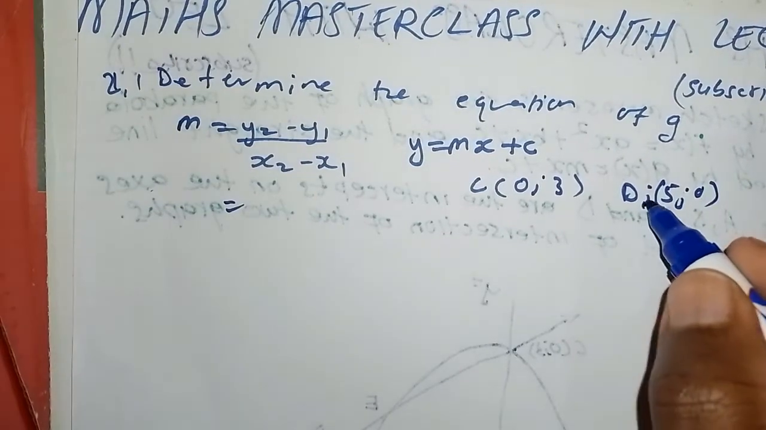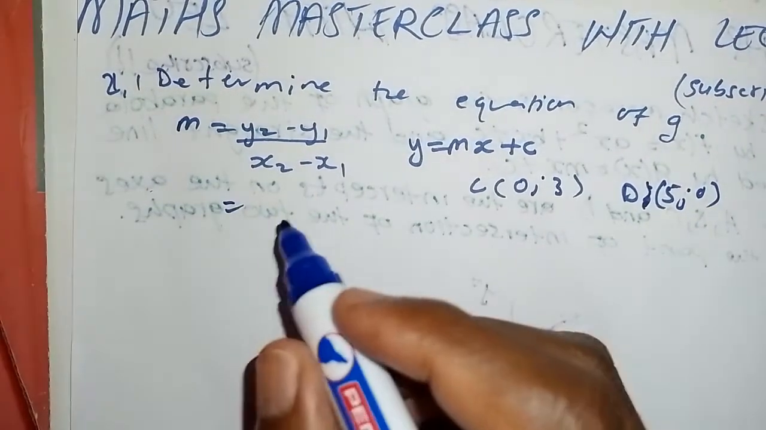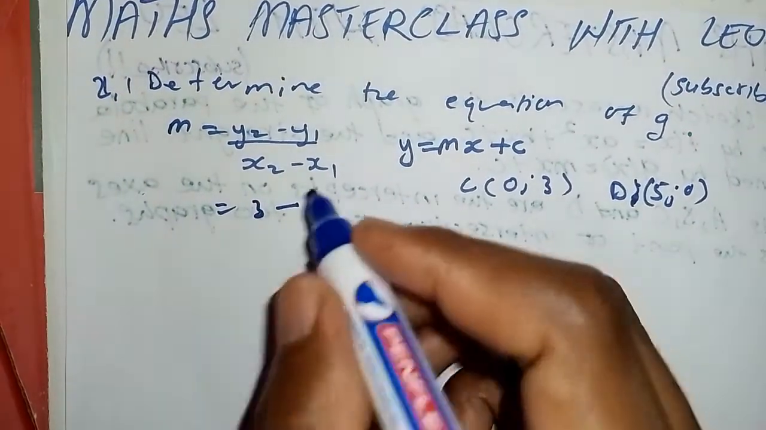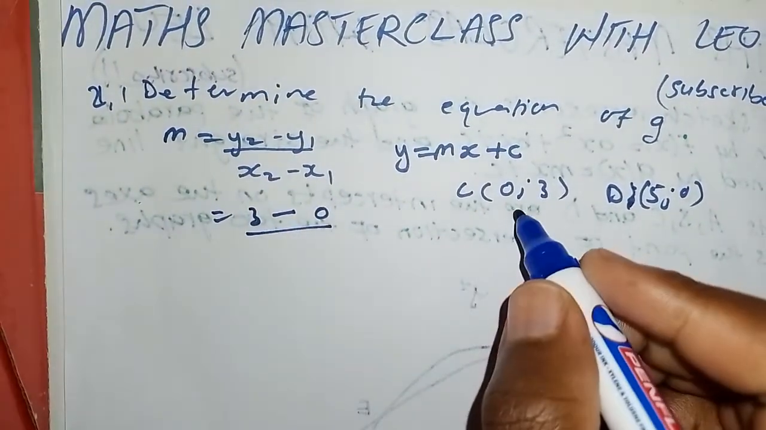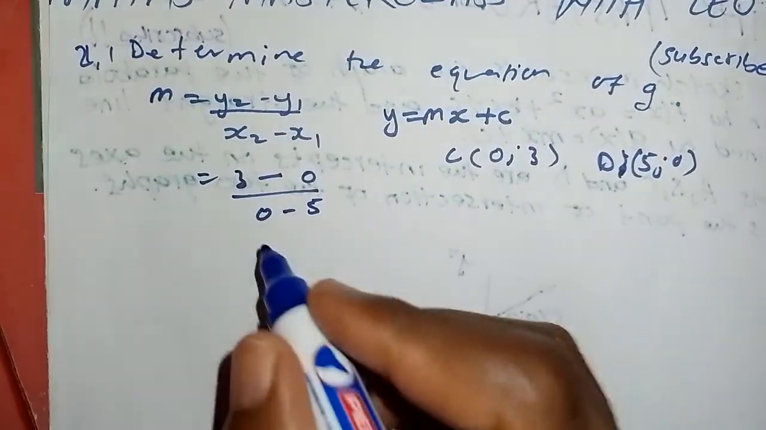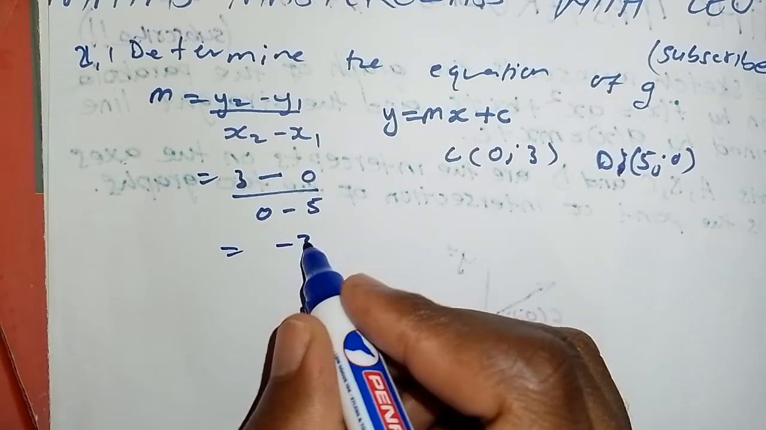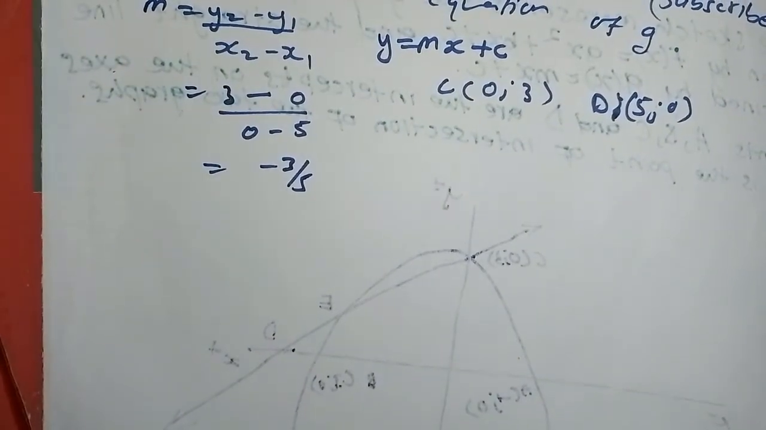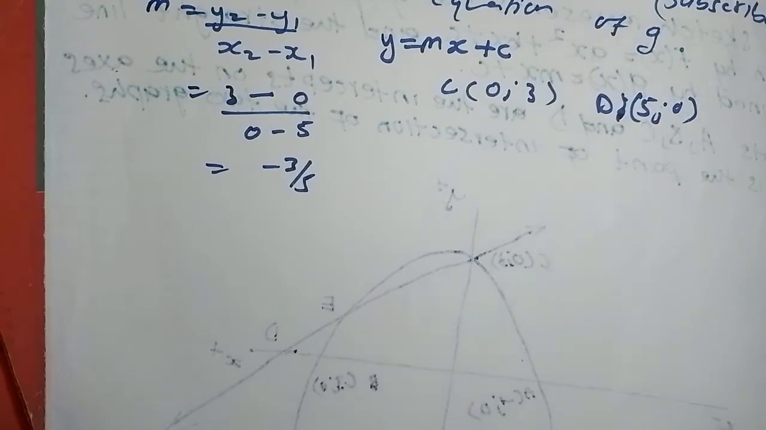These are the coordinates of D, right? Now I'm going to say, okay, 3 minus 0 divided by 0 minus 5, right? This will give me -3/5 as my gradient, right? -3/5 as my gradient.